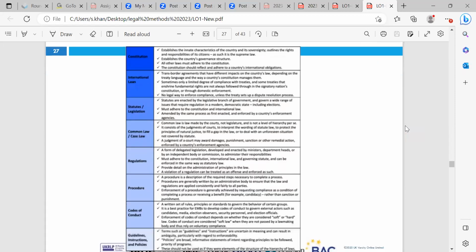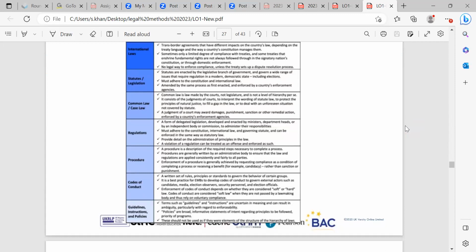Again, we've got common law and case law. Common law is law made by the courts, not legislature, and is not a level of hierarchy per se. It consists of the judgment of courts to interpret the wording of statute law, to protect the principles of natural justice, to fill in the gap in the law, or to deal with an unforeseen situation not covered by statute. Judgment of a court may award damages, punishment, sanction, or other remedial action enforced by a country's enforcement agencies.